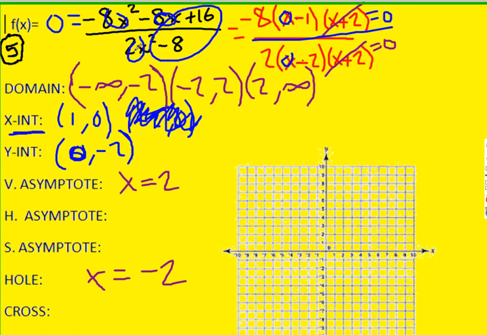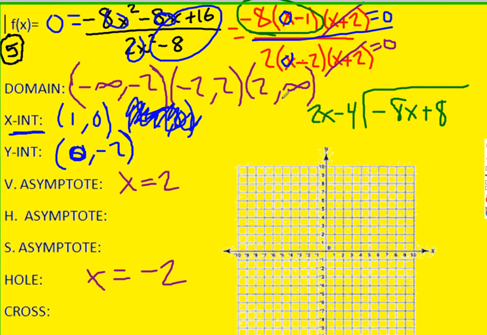Okay, and all that remains is the horizontal and slant asymptote, and here's where, again, you can make your life a lot easier, because instead of using the original equation that has all that extra stuff going on, I can use the factored equation. Your numerator is just negative 8x plus 8. You have to at least expand it back out, and your denominator becomes 2x minus 4. That's going to be a lot easier to divide than this whole big thing.